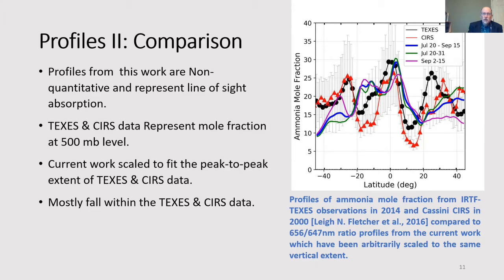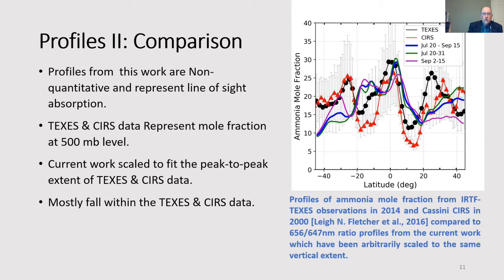Those are the values that are in red and black. And then in green, purple, and blue, you can see data from my work. Basically, the total sum of the data averaged there from July 20 to September 15th, not including those last bad days in September and October, is shown in the blue curve.